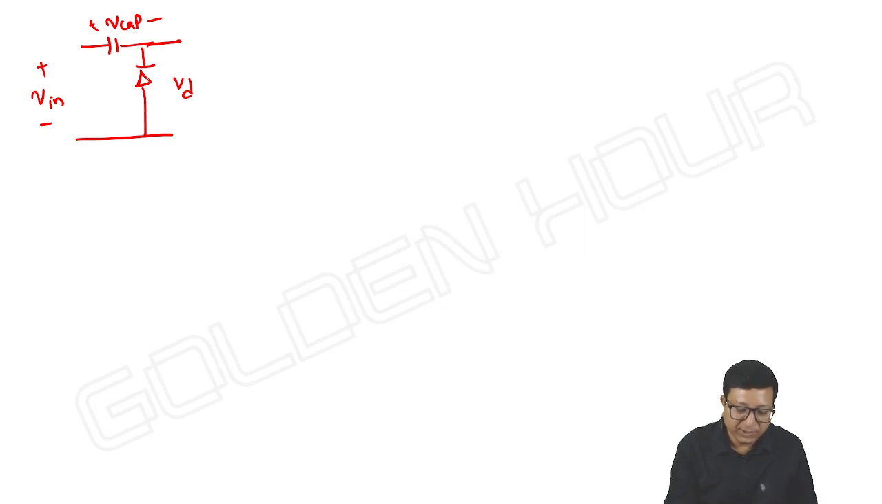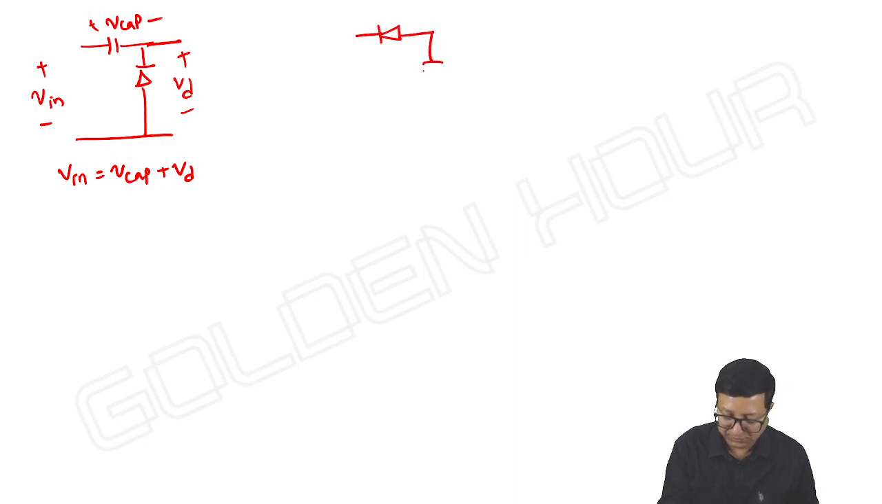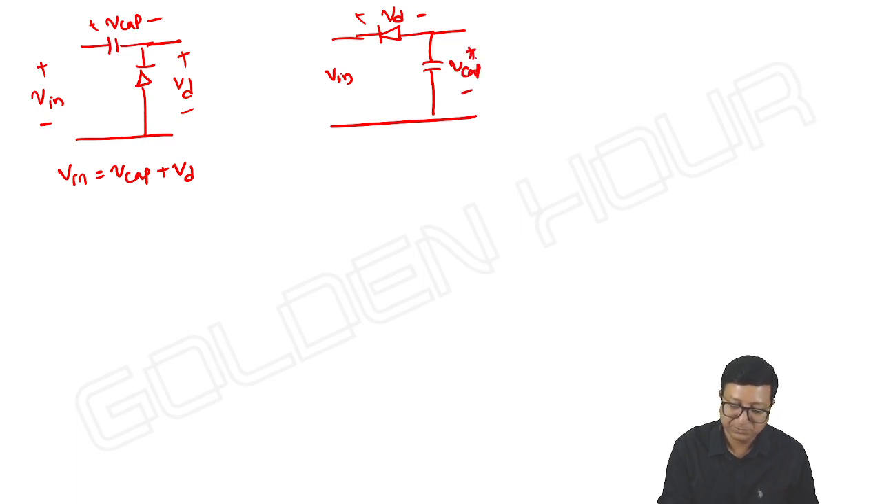We know here V input is equal to V capacitor plus Vd. Of course, I took Vd from cathode to anode, right? And the same thing I can even write this way. Let us change the positions of diode and capacitor. It is input and Vd, V capacitor. Like this. Here V input is equal to Vd plus V capacitor.